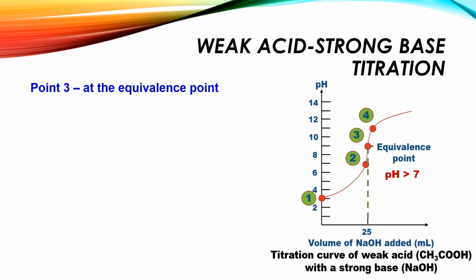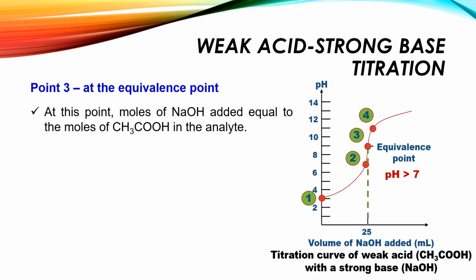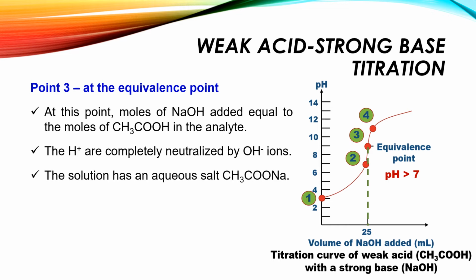At the equivalence point, the moles of sodium hydroxide added equal the moles of ethanoic acid in the analyte. The H+ ions are completely neutralized by the hydroxide ions. Thus, the solution has only an aqueous salt of sodium ethanoate. But the pH is not neutral. Why?